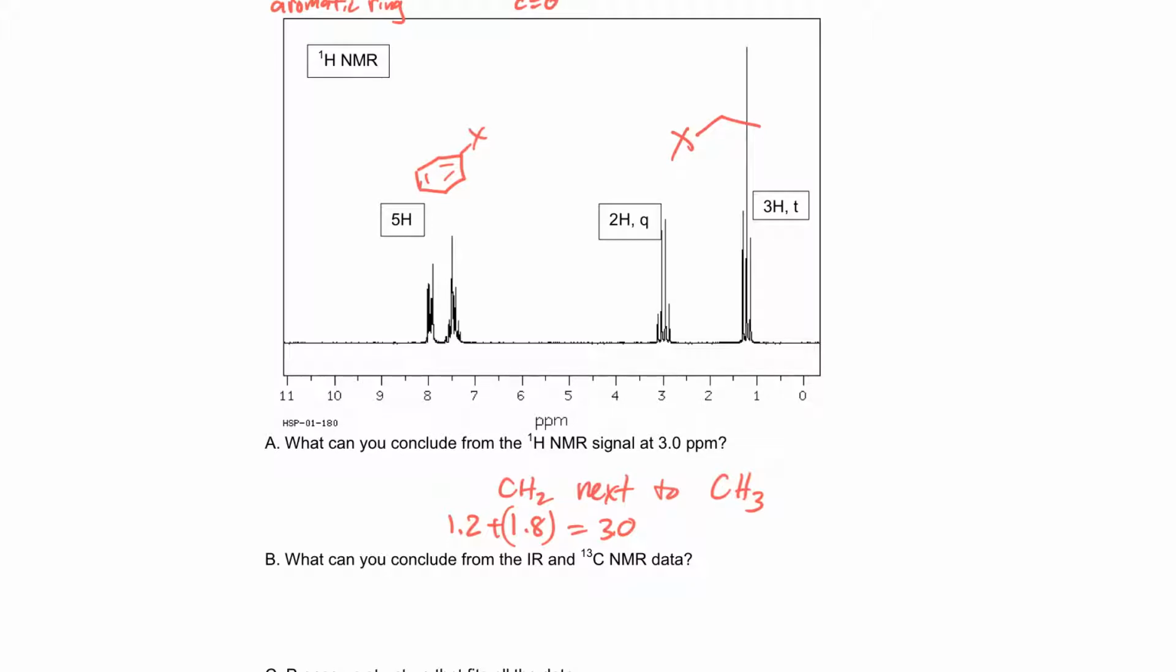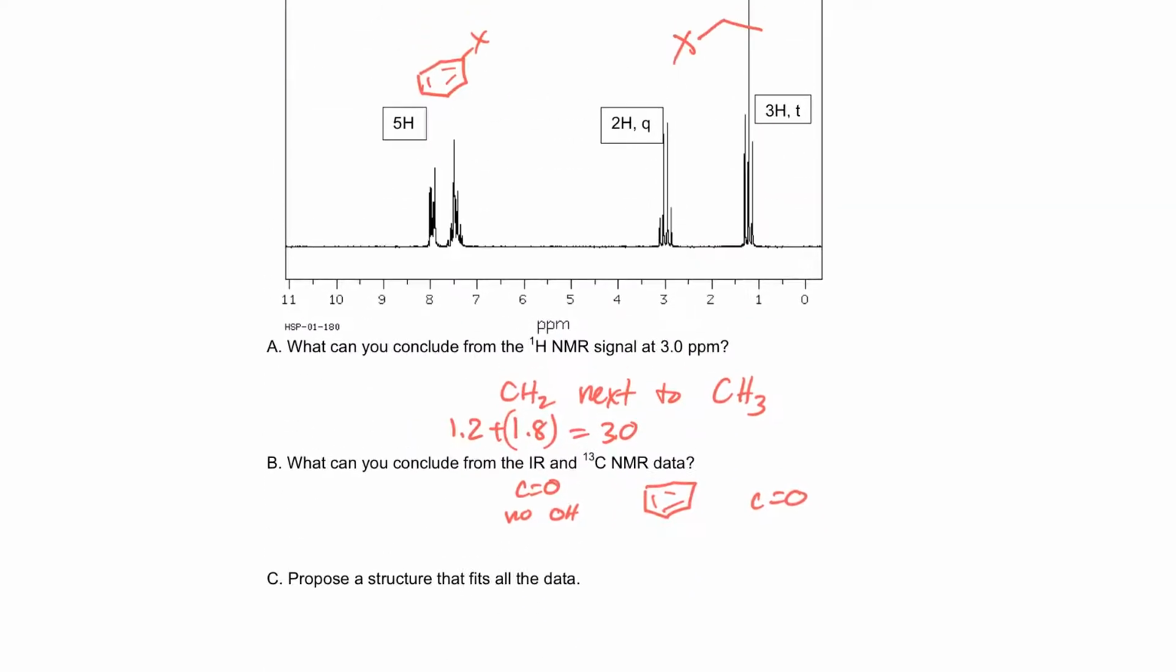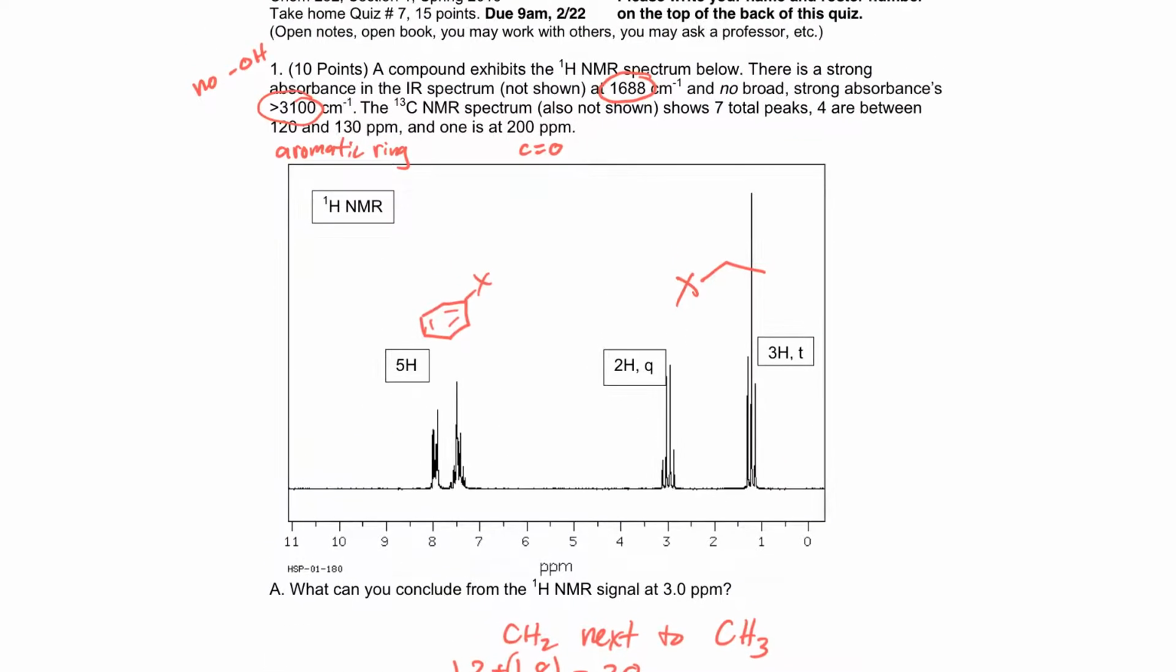What can I conclude from the IR? There's a carbonyl, no alcohol. We concluded that there was an aromatic ring and also that there was a carbonyl from the carbon-13 data, and propose a structure that fits all the data. The only thing I didn't draw on this chart was the carbonyl. That's all the information I have. So the only way to put those together, of course, is like this. So that seems like a reasonable structure for this molecule.